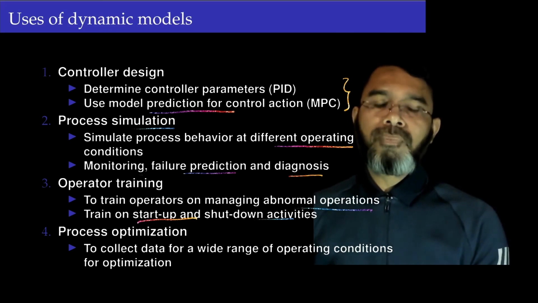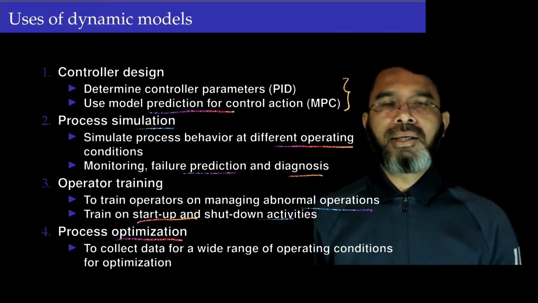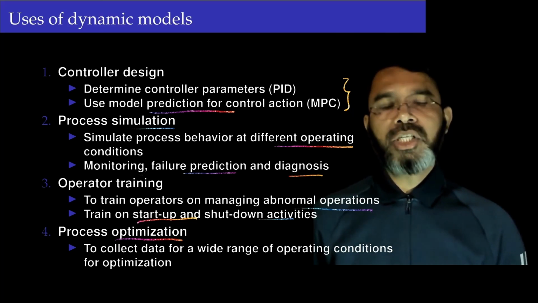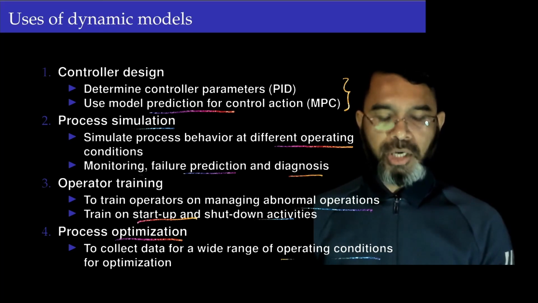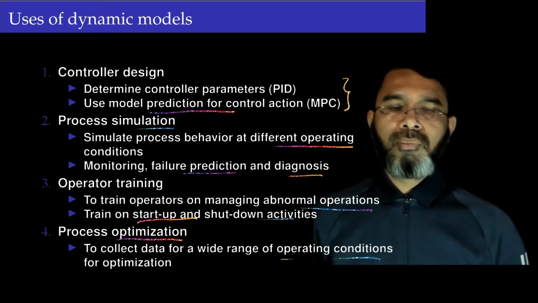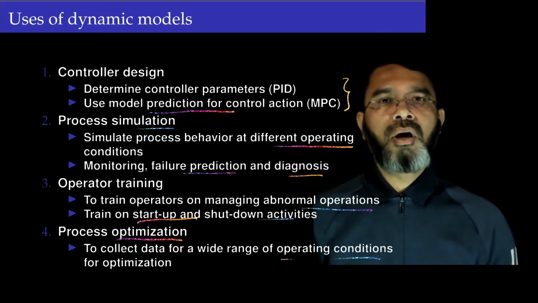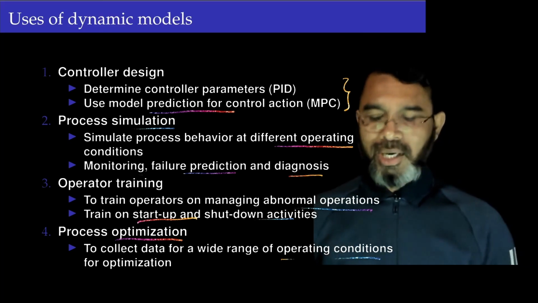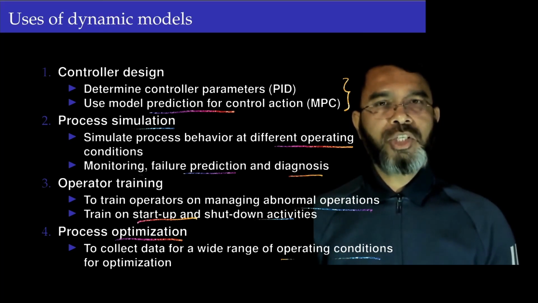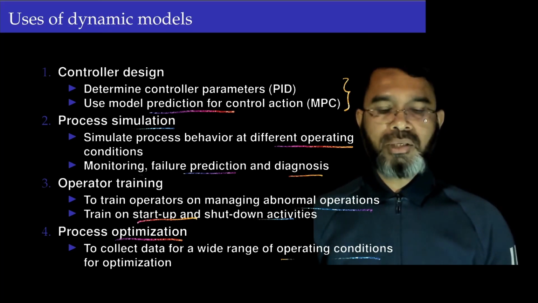Now, another use of dynamic models is process optimization. You can run the process at many different operating conditions using the model to identify the optimal operating conditions, which is not feasible by using the real process. So these are the main uses of dynamic models. Just to recap, models are used for controller design, models are used for simulation, models are used for operator training, and models are used for process optimization.